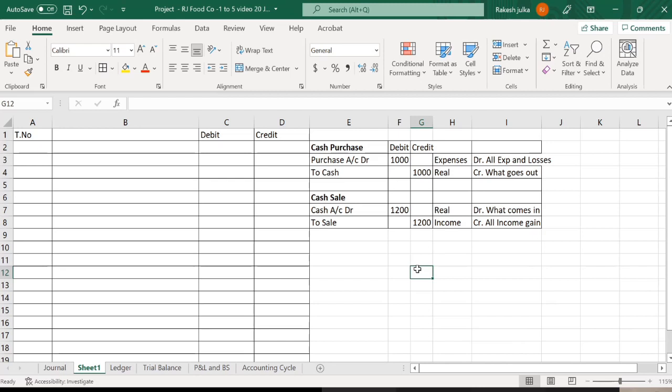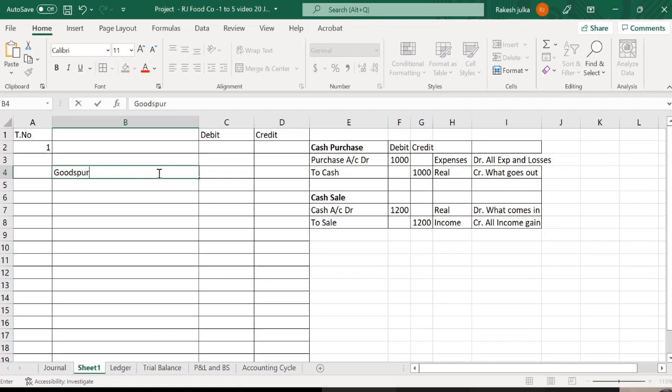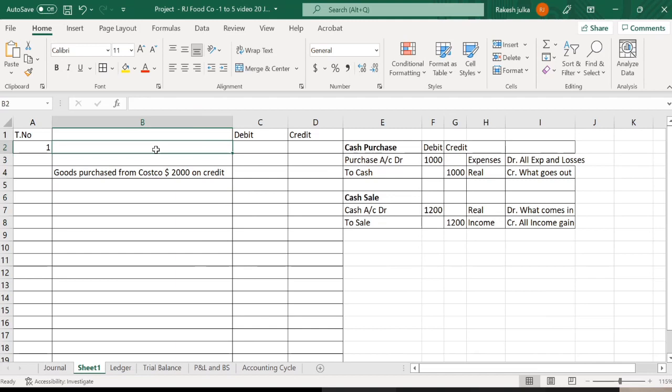Whenever a person is involved in a credit transaction, instead of cash or bank, we write the name of the person. That's it. This is the only difference. But I'm going to explain with one example here. Let's say transaction number 1: goods purchased from, let's say, Costco, $2,000 on credit. So in this case, we received goods.